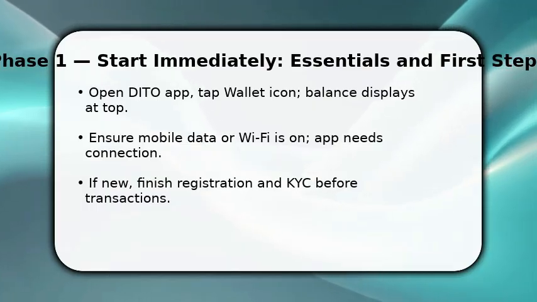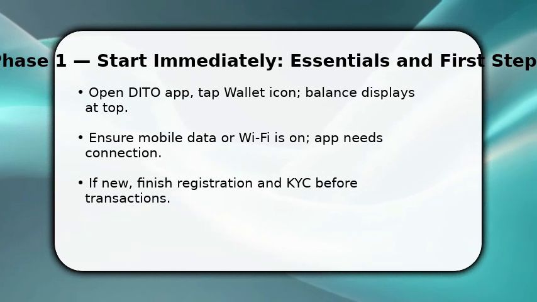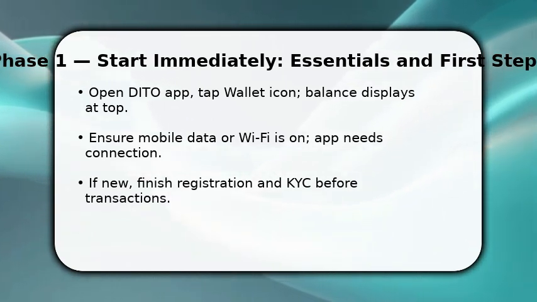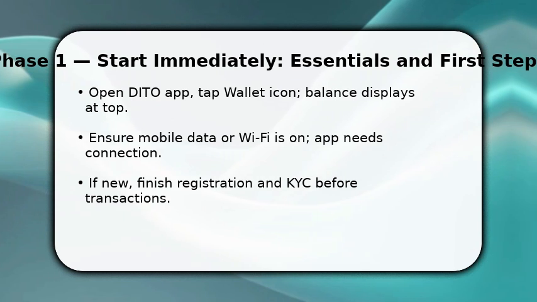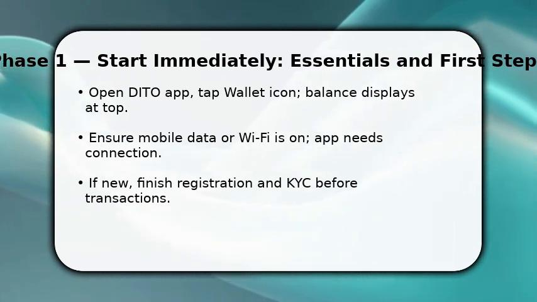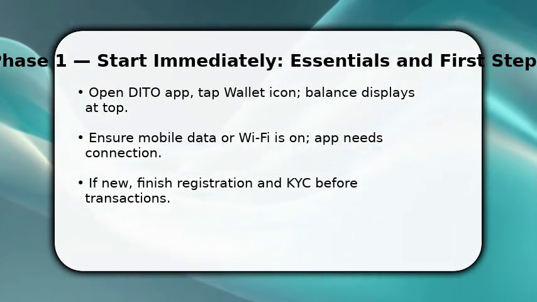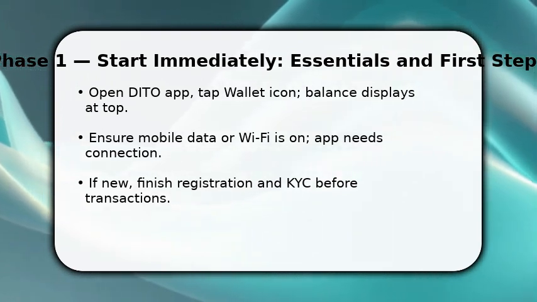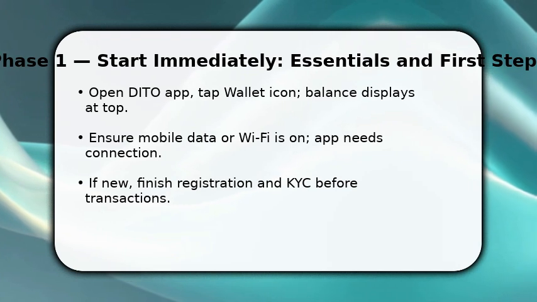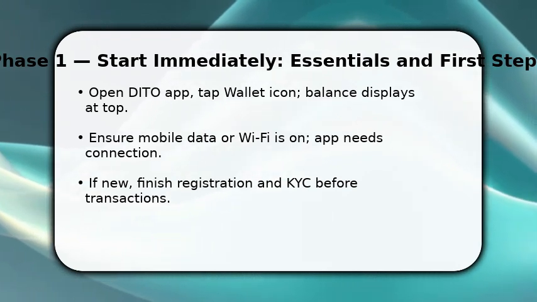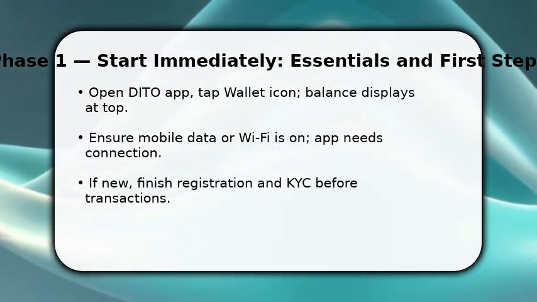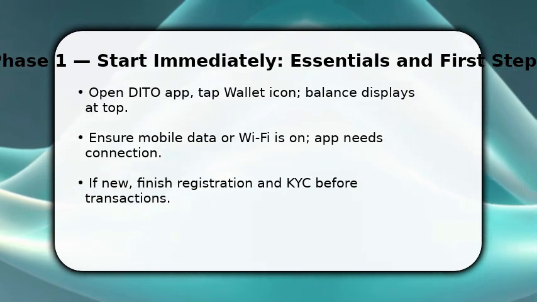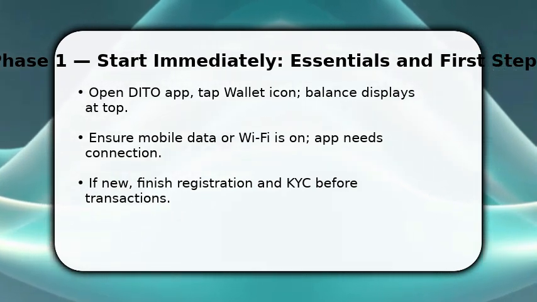You start by opening the Dito app and going straight to Wallet. Check the numeric balance at the top so you know what you can spend. Once done, make sure your phone has mobile data or Wi-Fi because the app verifies in real time. If you haven't completed registration or KYC, you must finish that first. Otherwise, payments and transfers are blocked. This gets you ready to use the load immediately and prevents failed transactions later.